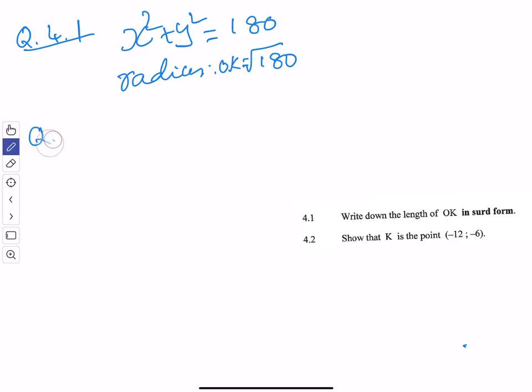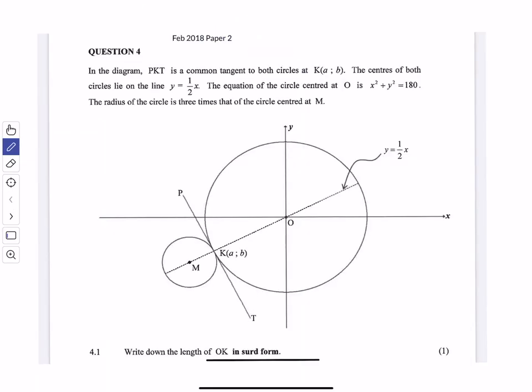The next question is question 4.2. Show that K is the point negative 12, negative 6. So if you look at the question now here, this is my point K. K is a point on the circle. You can see, right? The point is on the circumference. And this line, you can see the dotted line. The dotted line is y is equal to half x.